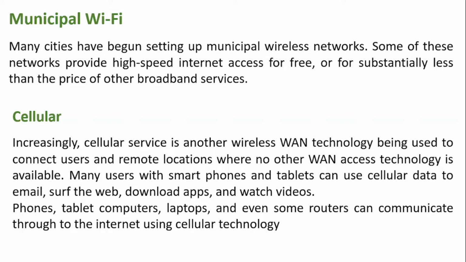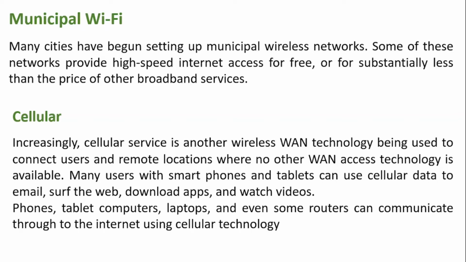And the second one is the cellular. This is another wireless internet-based technology. Increasingly, cellular service is another wireless WAN technology being used to connect users and remote locations where no other WAN access technology is available. Many users with smartphones and tablets can use cellular data to email, surf the web, download apps, and watch videos.